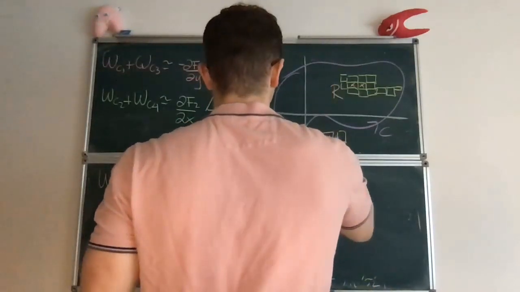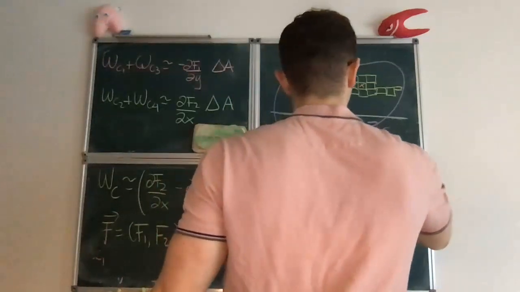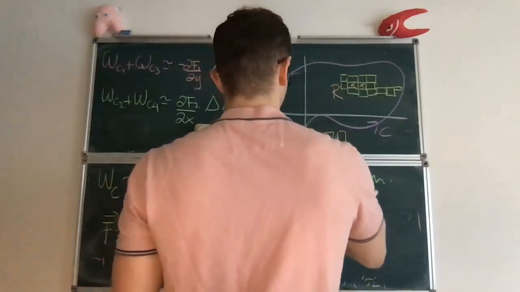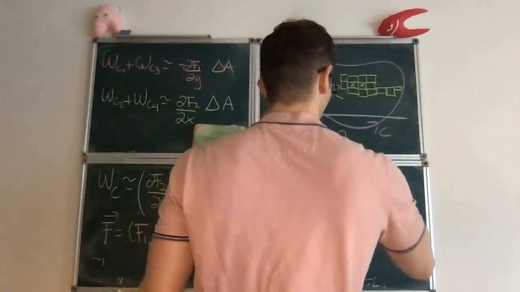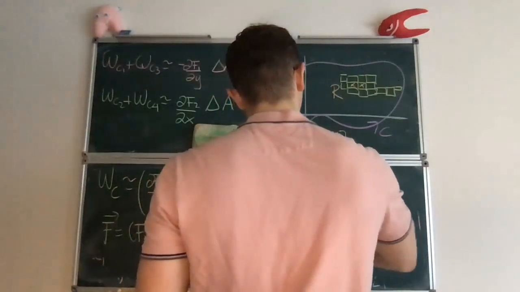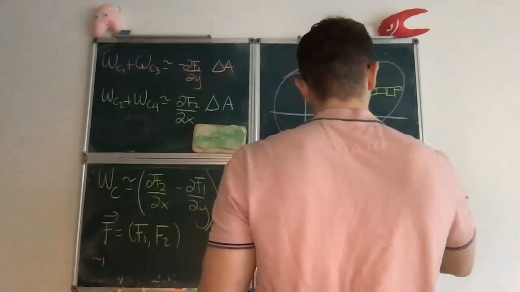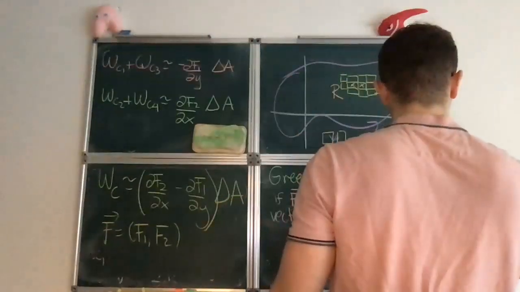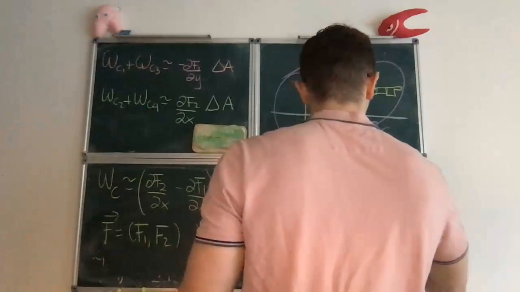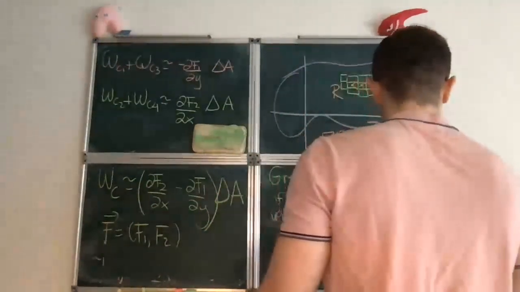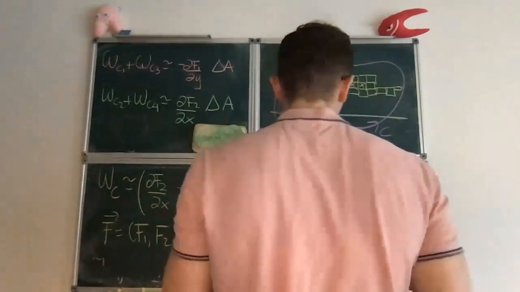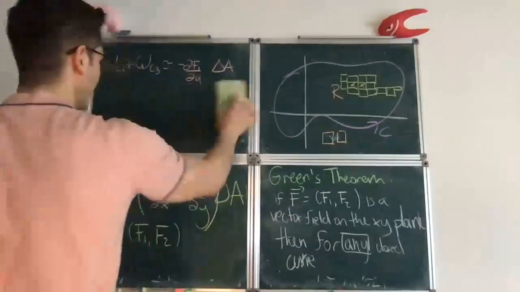and we'll do an example with it in the next video. It says that if F is a vector field on the xy plane, then for any closed curve, so the more precise statement can be found in the PDF, but this is the survival guide's version of the statement.